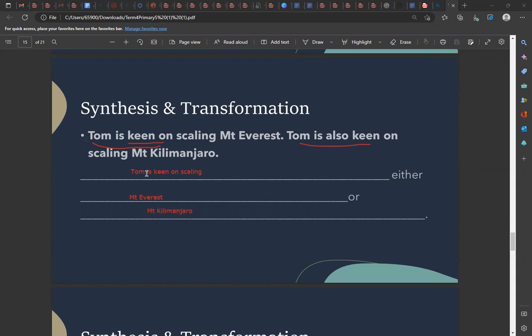An incorrect answer would be Tom is keen on either scaling Mount Everest or scaling Mount Kilimanjaro. Now, this is incorrect and will not be given any marks because scaling is repeated. So this is very long-winded. The best answer would involve you taking out what is common and putting it in front. Tom is keen on scaling either Mount Everest or Mount Kilimanjaro.